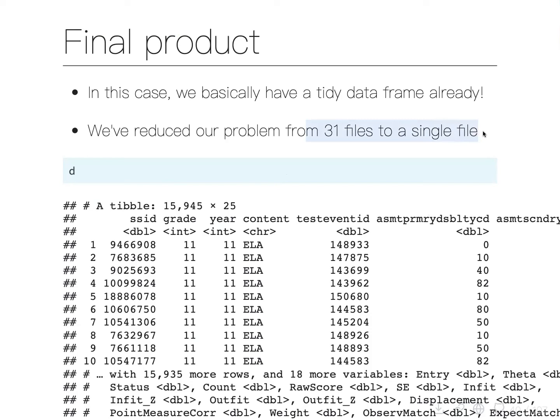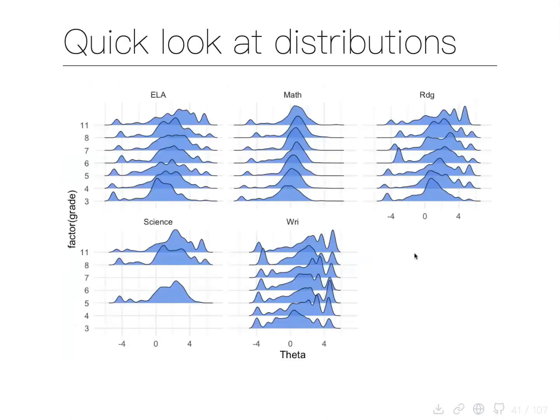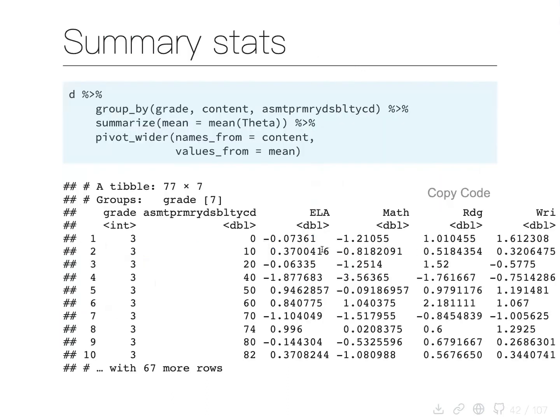In my mind anyway, this is a super powerful approach, and when I first learned of it, I was super excited. Once we do this, we can do all sorts of different stuff, right? We can do a quick look at all the distributions. We can look at summary stats, so I can group by grade, content area, and primary disability code, and then summarize to get the mean theta, which is their score, and end up with something like this. So this is like a table for a report, right?